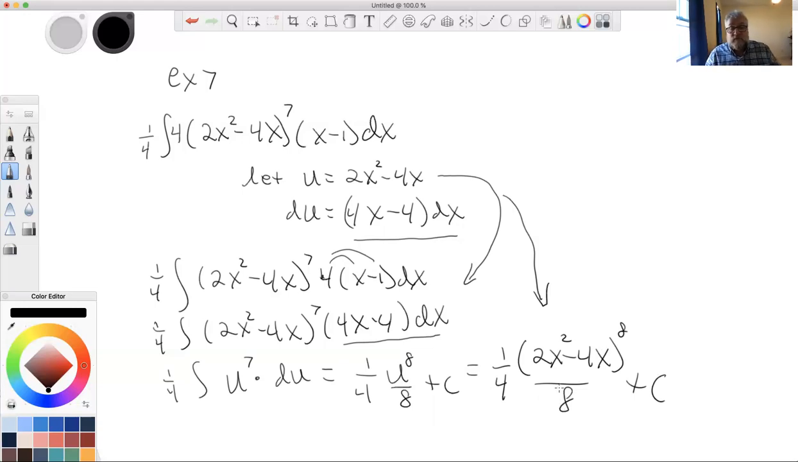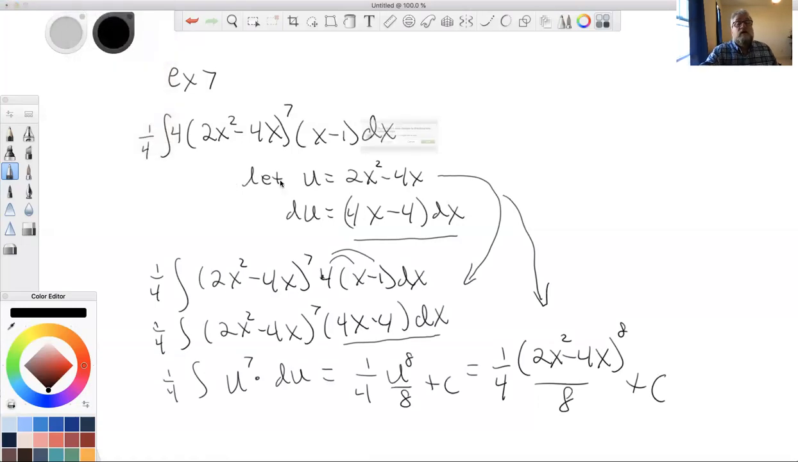Does that make sense? What's the trick? The trick is this right here, showing these steps so that you show what u is and what du is, and then you multiply by some constants to force the right coefficients here. It's a very common trick.